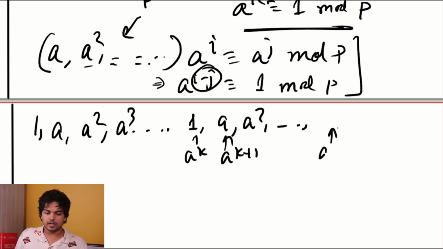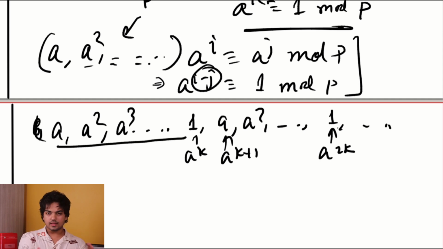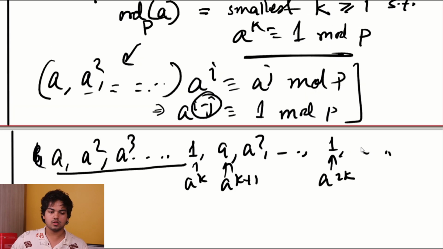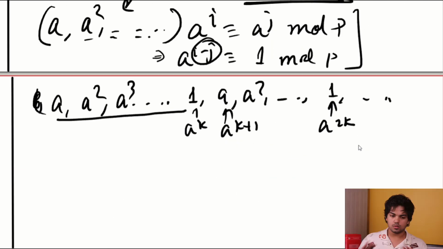And then you'd hit a to the 2k, you'd hit 1 again, and so on. So if all of these are not 1, in some way this represents all the possible powers of a. So that also kind of justifies the usage of the word order. And so one easy result that I will not prove, but it's actually pretty easy to see why this should be true, especially if you think of the order as the minimal cycle length, is the following.